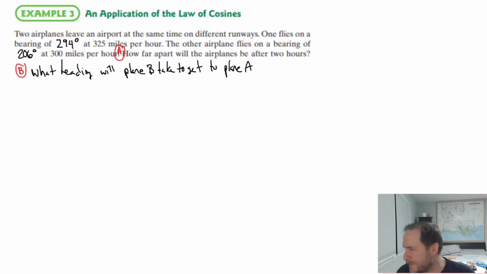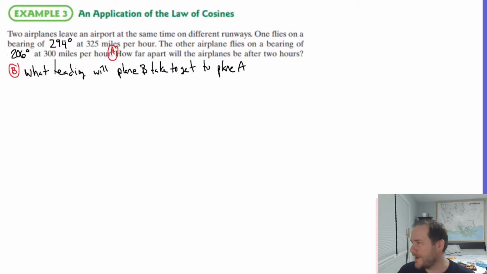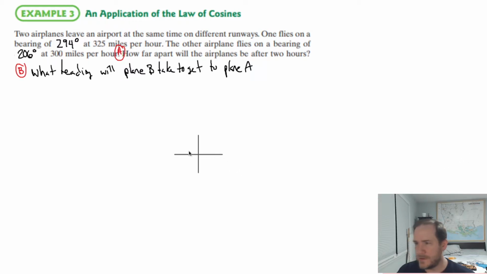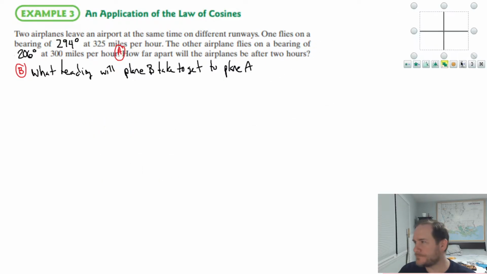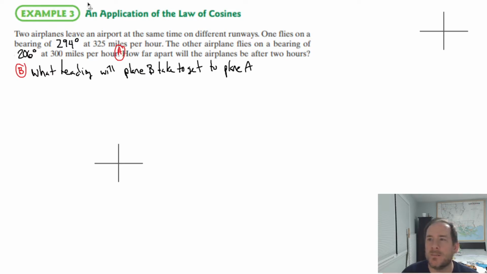I don't know how easy this is going to be for me to do with just a weird stylus, so let me go ahead and just make my little north, south, east, west thing that I love so much. Certainly got to have that. I'm going to need a few of these. Two airplanes leave an airport at the same time on different runways. One flies on a bearing of 294. All right, what's that look like?